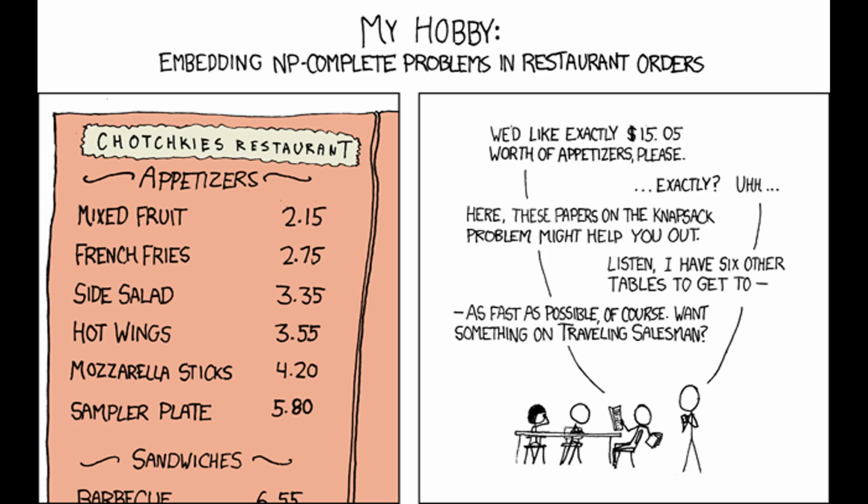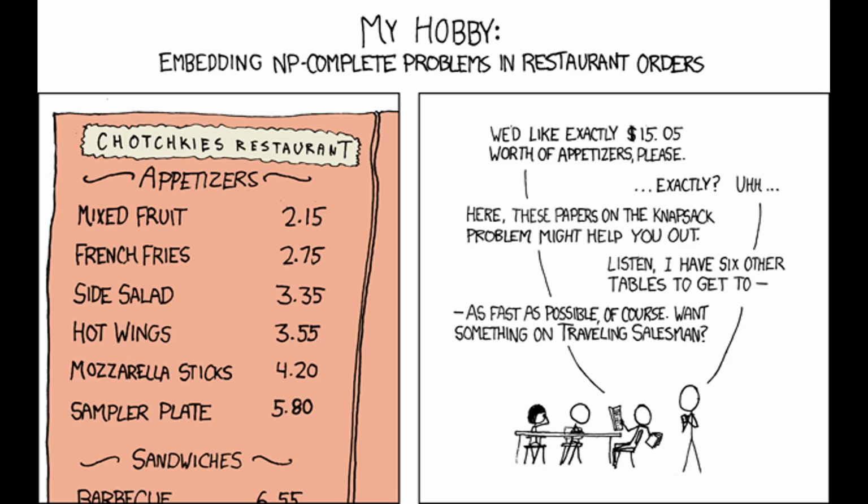Transcript. My hobby: embedding NP-complete problems in restaurant orders. A menu is shown. Tchotchke's restaurant. Appetizers. Mixed fruit 2.15. French fries 2.75. Side salad 3.35. Hot wings 3.55. Mozzarella sticks 4.20. Sampler plate 5.80.